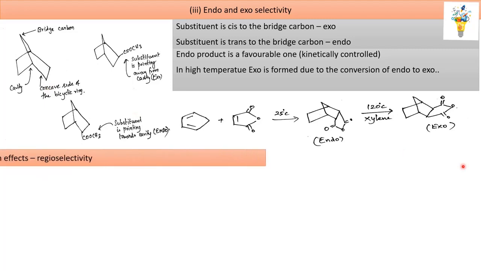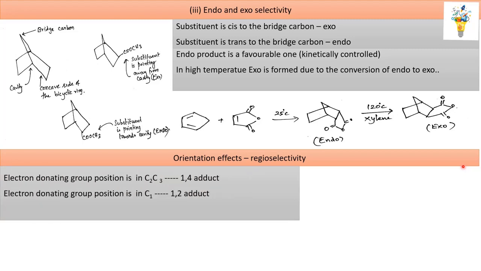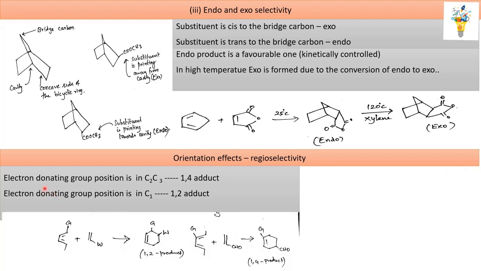Now, orientation effects, that is regioselectivity. Regarding this, if an electron donating group is present at C2 or C3, the electron donating group enhances the reactivity of the diene. If the electron donating group is present at carbon 1, or at carbon 2 or 3, what is the product? What is the adduct you get? Here, with the electron donating group at C2 or C3, you get the 1,4 adduct. So the Diels Alder reaction gives the 1,4 addition product, as we have dealt with.